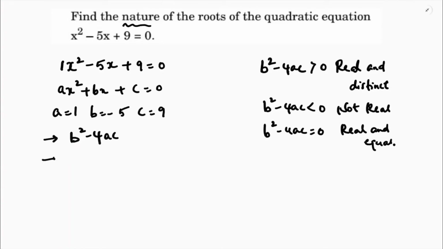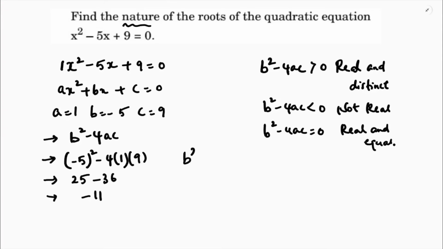So here I'll find the discriminant, b square minus 4ac. Substituting the values, b is minus 5 whole square, minus 4 into 1 into 9. Minus 5 whole square is 25, 4 nines are 36. So 25 minus 36 is minus 11.